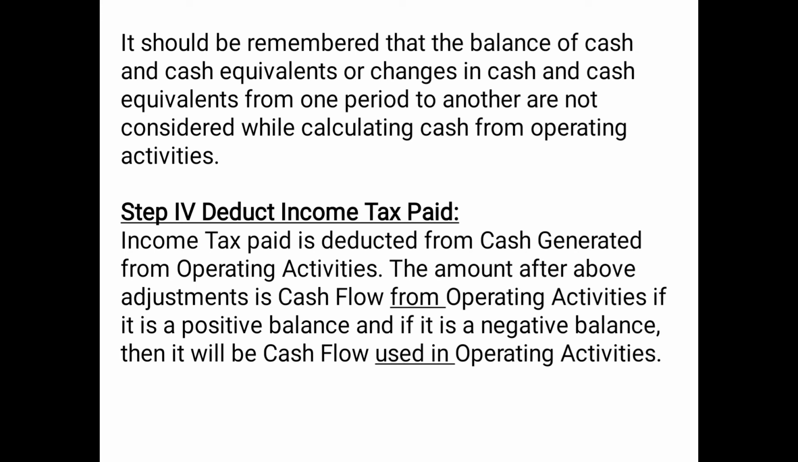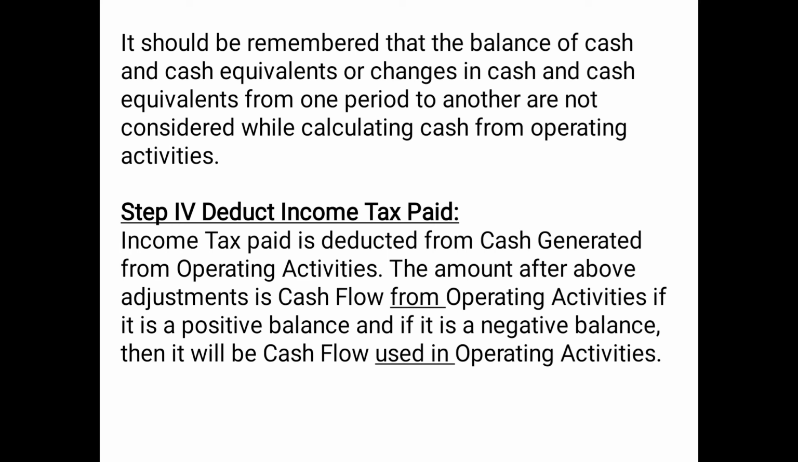So step 1 was ascertaining the net profit before tax. Then step 2 was adjustment regarding the non-cash and non-operating items. And then step 3 was adjustment of working capital to get operating profit before working capital changes. And now the last step in the operating activities is step 4, that is, deduct income tax paid. So income tax paid is deducted from cash generated from operating activities.